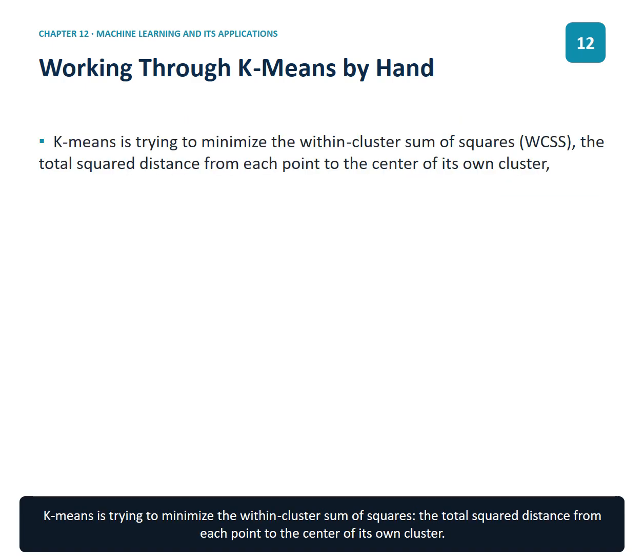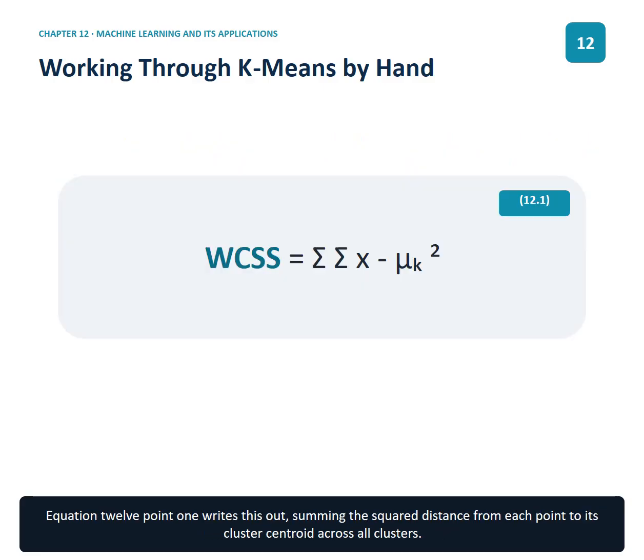K-means is trying to minimize the within-cluster sum of squares, the total square distance from each point to the center of its own cluster. Equation 12.1 writes this out, summing the square distance from each point to its cluster centroid across all clusters.